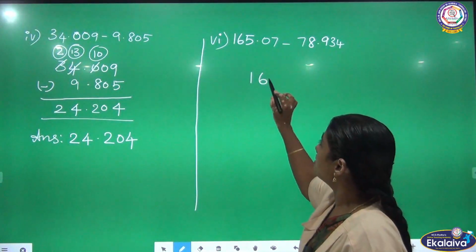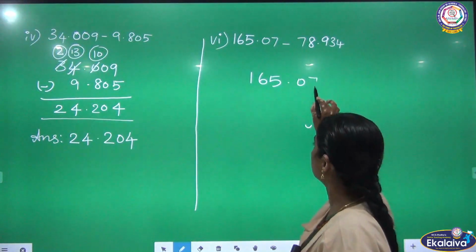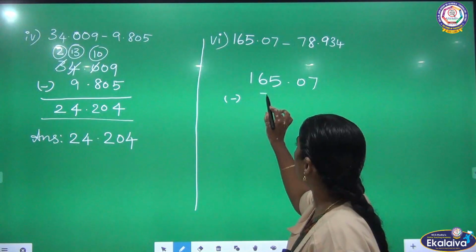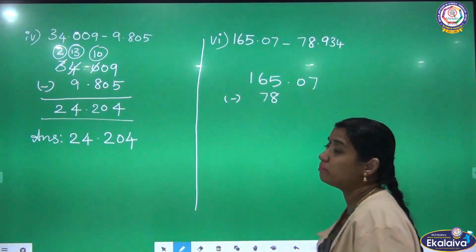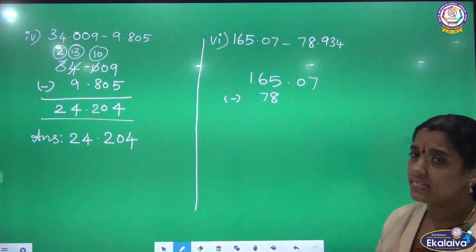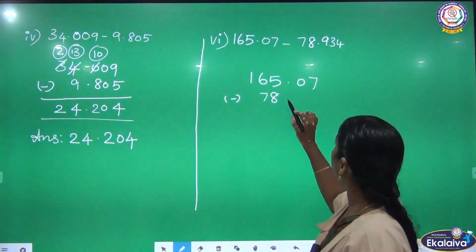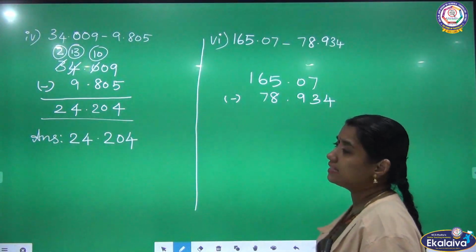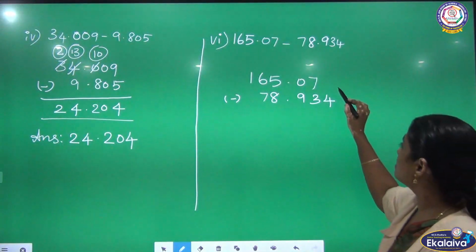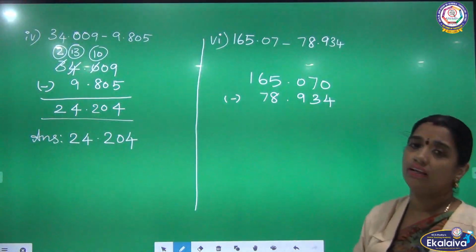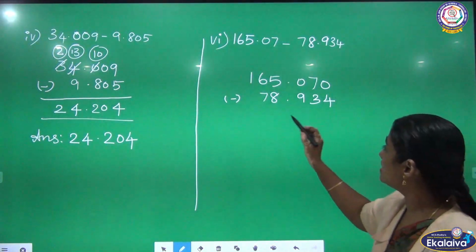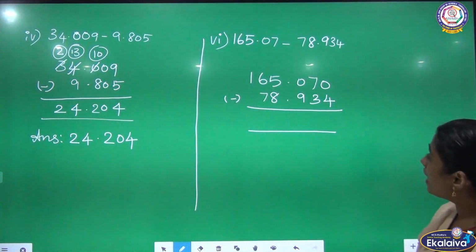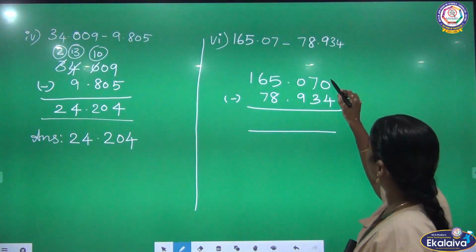Now come and arrange this number. Listen, 165.07 minus 78.934. Arrange the numbers according to their places. See, these are unlike decimals, make them like decimals. If I add 0, then they become like decimals. Now you can subtract this.